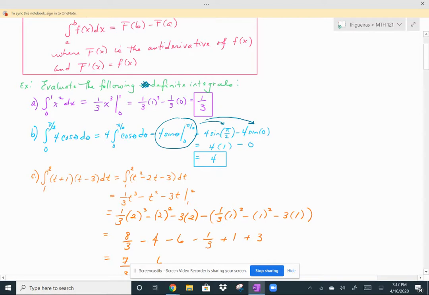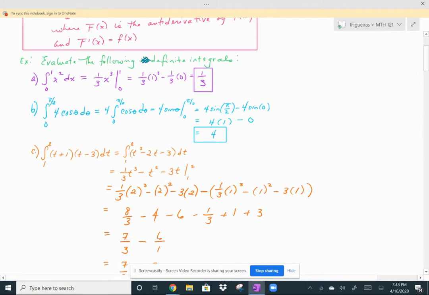And so sine of pi over 2 is 1. 1 times 4 gives you 4. And the sine of 0 is 0. So your answer is just 4. Remember what the integral represents? This represents the area under the curve. So the area under the curve of 4 cosine of theta d theta from 0 to pi over 2 is 4 units squared.